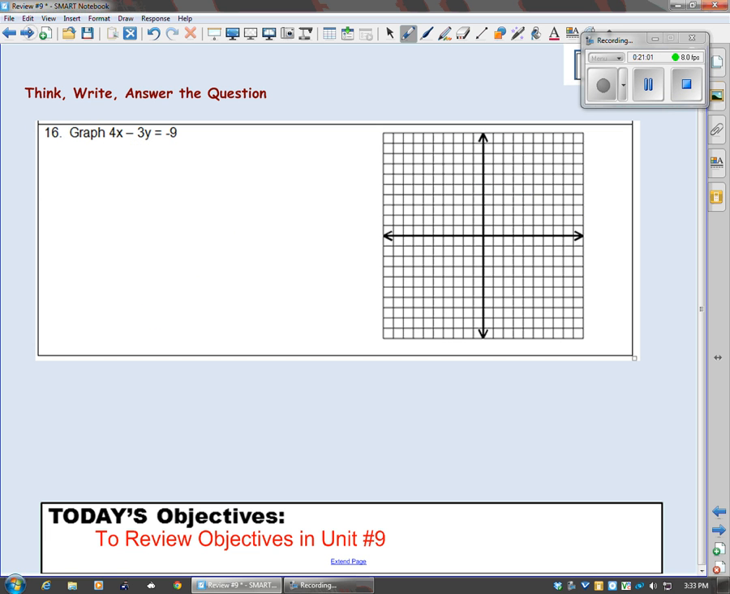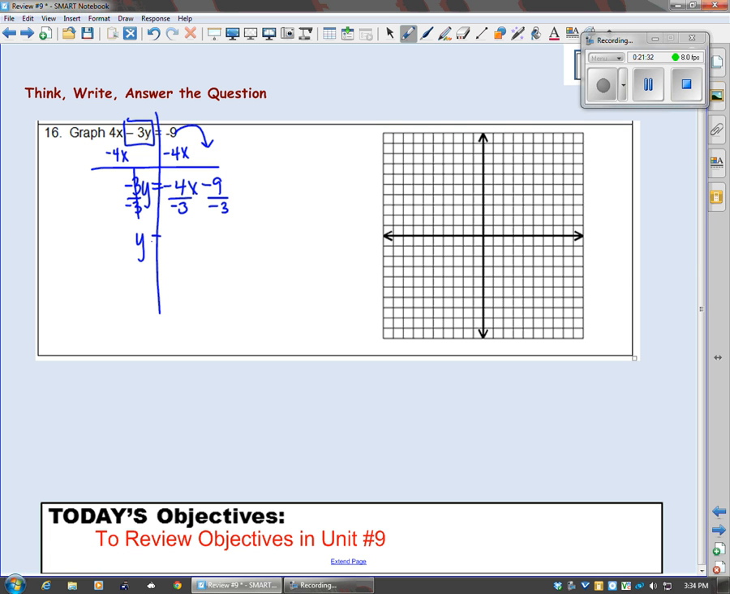Number 16. And if I'm going too fast, ask the sub to pause, or if you're watching this on Edmodo, just pause it. Okay, I'm solving for y. Move that 4x over. So I have negative 3y equals negative 4x minus 9. Divide everything by negative 3. Be careful, careful, careful with signs here.